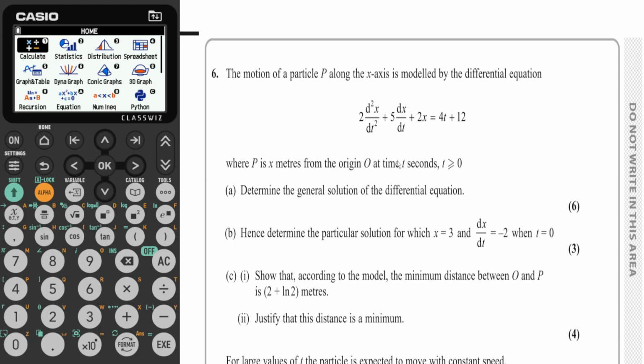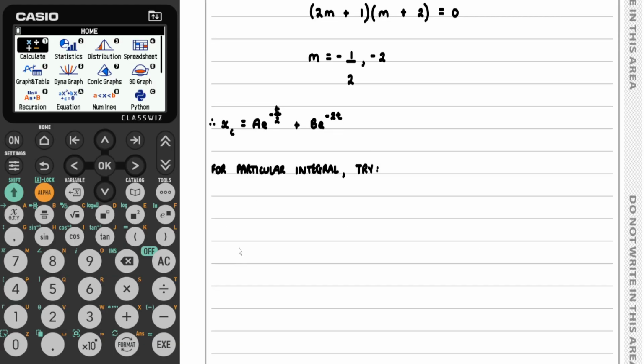Because we have a non-homogeneous second order differential equation, on the right hand side you see we have a linear function 4t plus 12. And so for our particular integral we need to write that in a linear format. So we will try x equals pt plus q. If I differentiate this, dx over dt, that's equal to p, and d squared x over dt squared, that's equal to 0. We know what the second derivative of x is, we know what the first derivative of x is, and we know what x is.